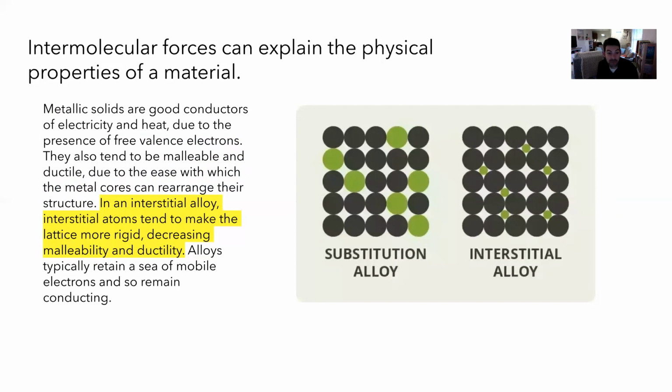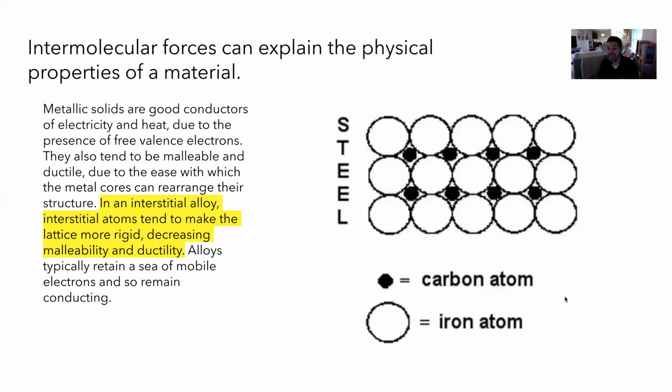But it's the interstitial alloys. Interstitial alloys have small atoms in between the atoms of the metal, and they tend to make the lattice much more rigid. Now that decreases its malleability, that decreases its ductility, but it does make them very strong. So our classic interstitial alloy is steel.